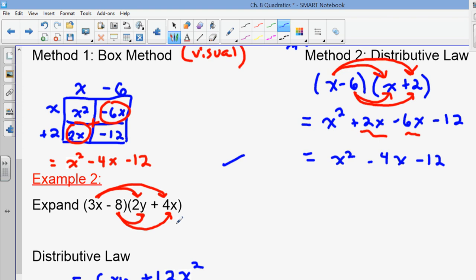Hi, Miss. Hi, Mr. Baker. How are you going? What are we doing today? Distributive property. Fantastic. Show me how to do it, please.